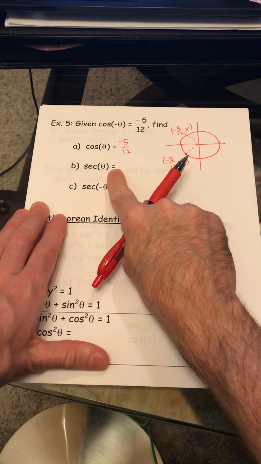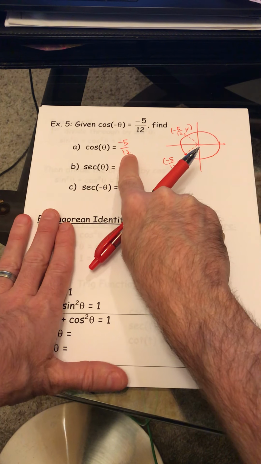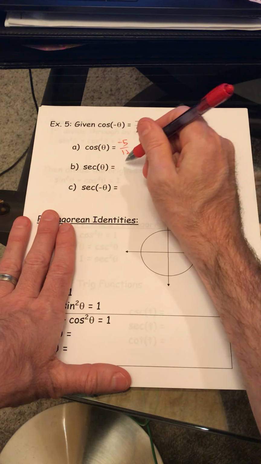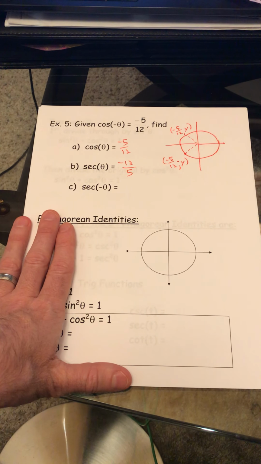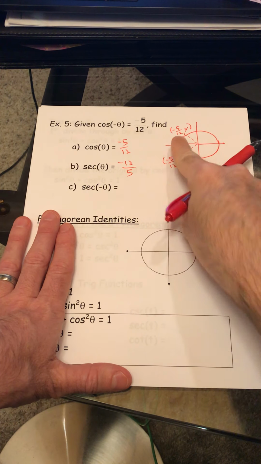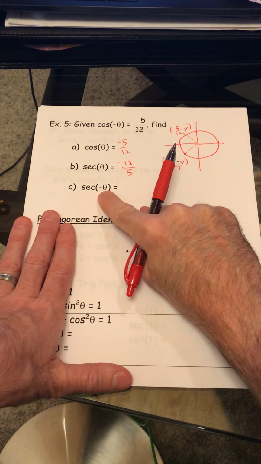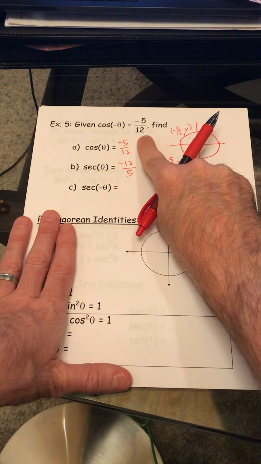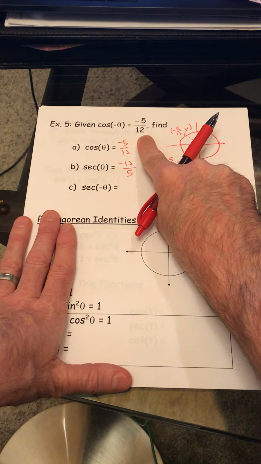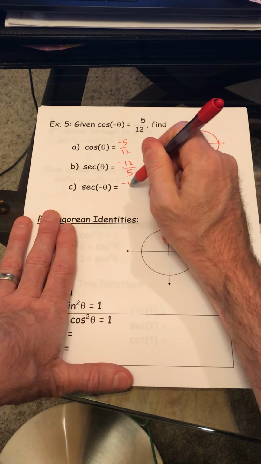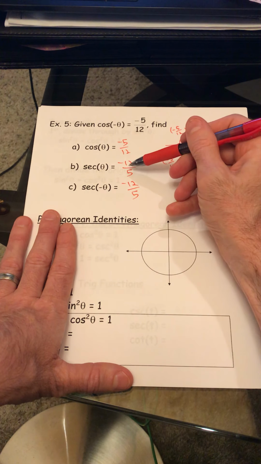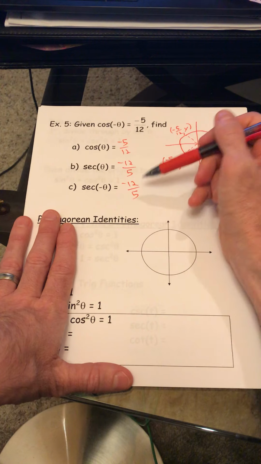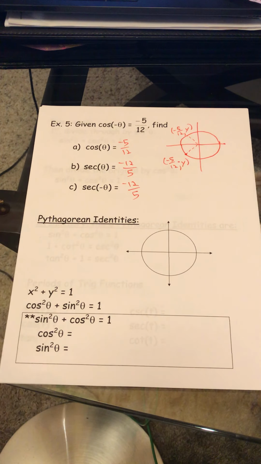All right, what's the secant of theta? Well, what's the reciprocal? The only thing I'm going to say to do is don't put your negative in the denominator. Secant of theta would be negative 12/5 because we're flipping that. What's the secant of negative theta? Well, it's the reciprocal of negative 5/12, which obviously isn't going to be any different. So cosine, negative cosine match. Secant of negative theta also match. Again, those are the two even functions.